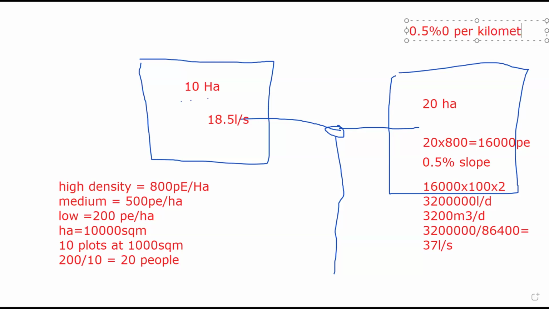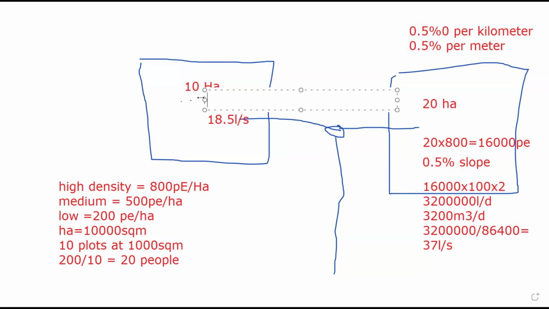Excuse me, sorry, sir, to draw you back. I'm just looking at this calculation you made about this one, 10 hectares and 20 hectares. For 20 hectares, you got 16,000 people equivalent. Then I was thinking that for 10 hectares, you should have more people equivalent. But what we have here is 20 people. I don't know if I'm wrong. So I'm just looking at it.